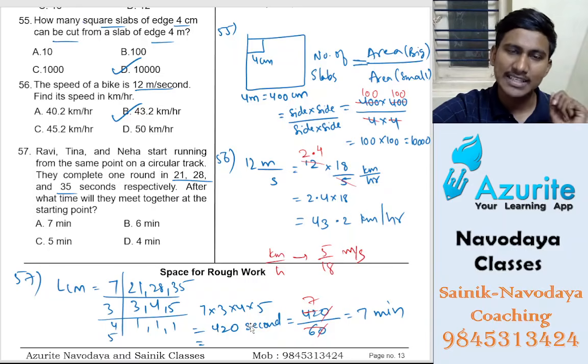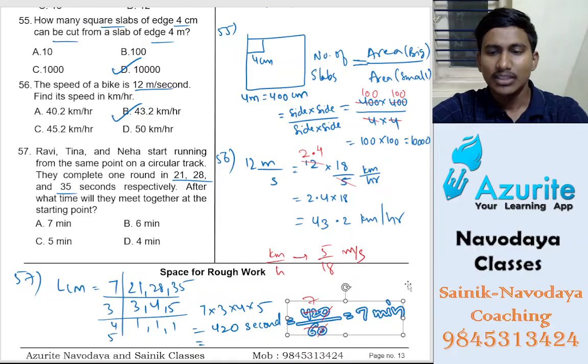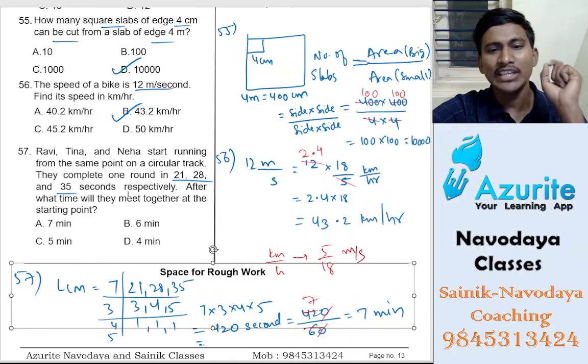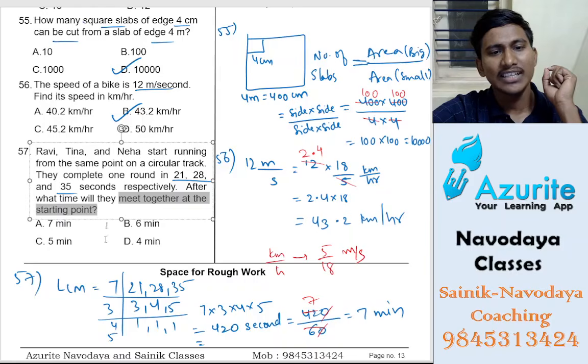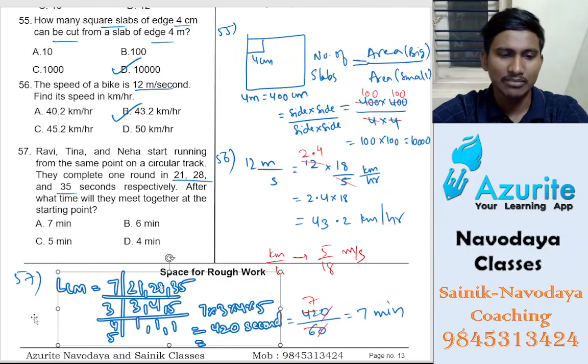420 seconds means how many minutes? Because answers are in minutes. So we have to divide by 60. So 6 7s are 42. So 7 minutes will be the answer. Understood? Together means always remember we have to find the LCM. Okay?